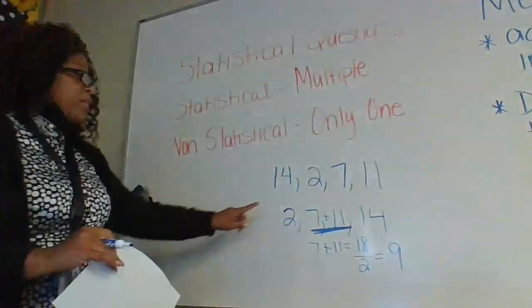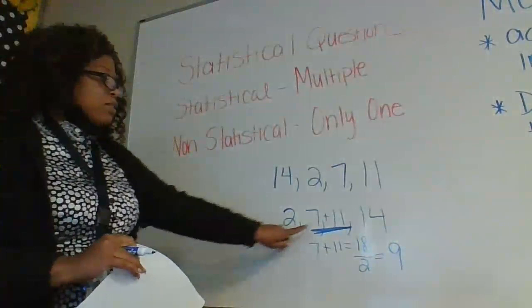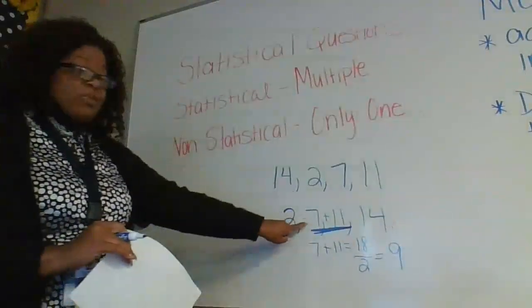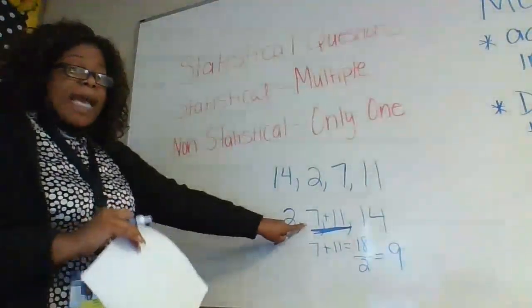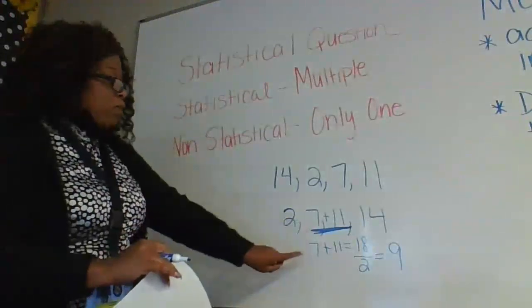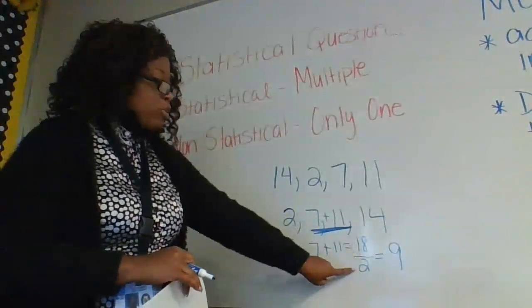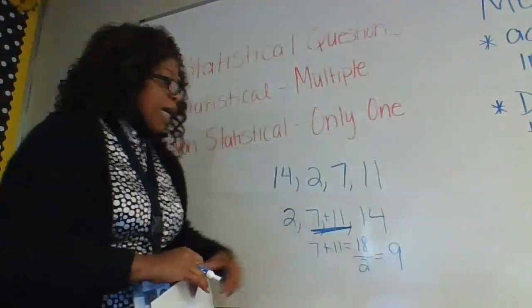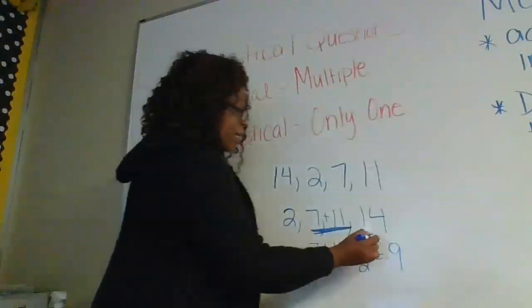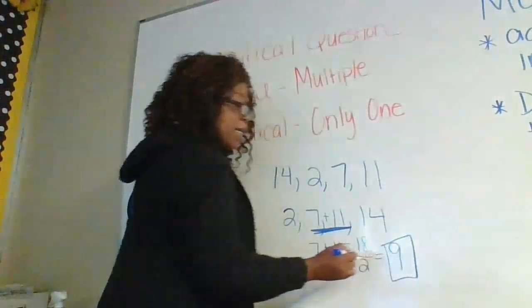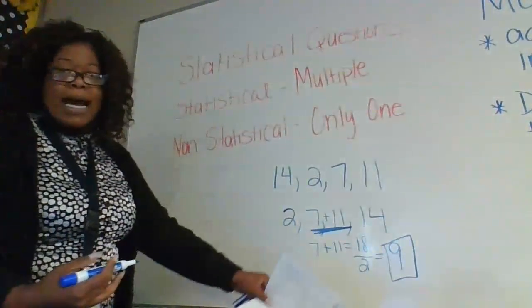So we put them in order from least to greatest. We find the two numbers that are in the middle. We add them together, and when we add them together, we take that answer and divide it by 2. When we divided by 2, 18 divided by 2 gave us 9. So in this case, the median or the middle is 9.